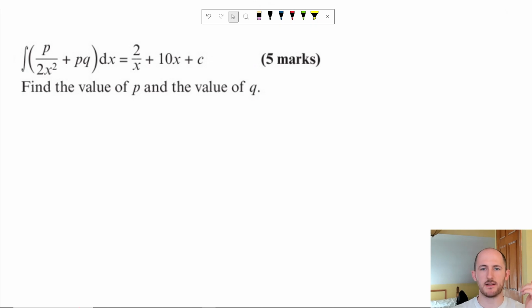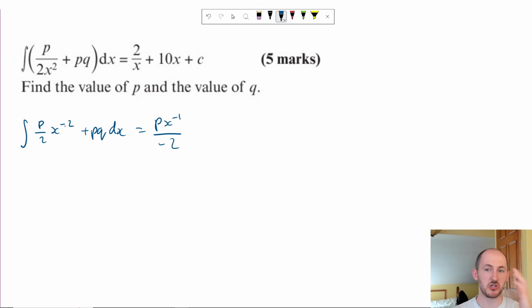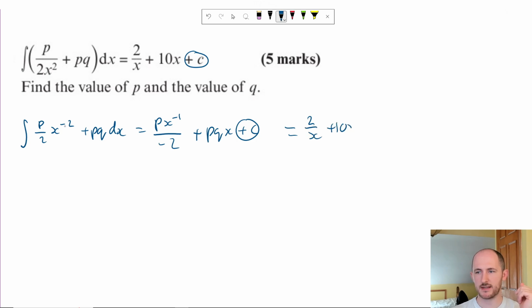So we have p over 2x squared. The first thing you do is you'd put this into a form you can integrate. So it'd be p over 2 x to the minus 2 plus pq and then dx. And all you'd get is, so again, add 1 to the power gives me, in fact, I could write it like this, x to the minus 1 over, since it's already over 2, I'm also going to have a minus 1 there, so that does just make minus 2, which is something vaguely interesting, I like to think. Plus pqx, and then of course plus c. So again, the plus c and the plus c are already the same. And they're telling me that this equals 2 over x plus 10x plus c.